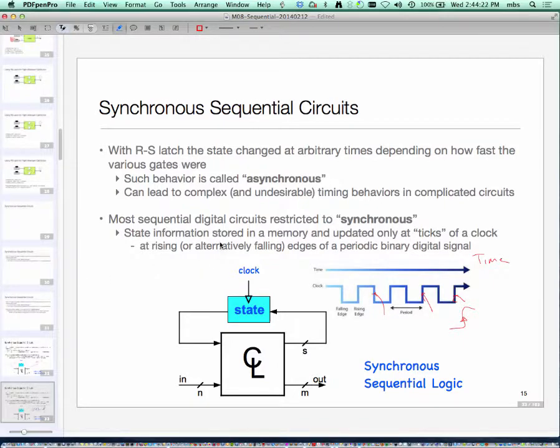Oh, sorry, I messed up. This is a rising edge. This is a rising edge. These are rising edges. Okay, other edges are falling edges. There's nothing deep about it. Rising is 0 to 1, falling is 1 to 0.